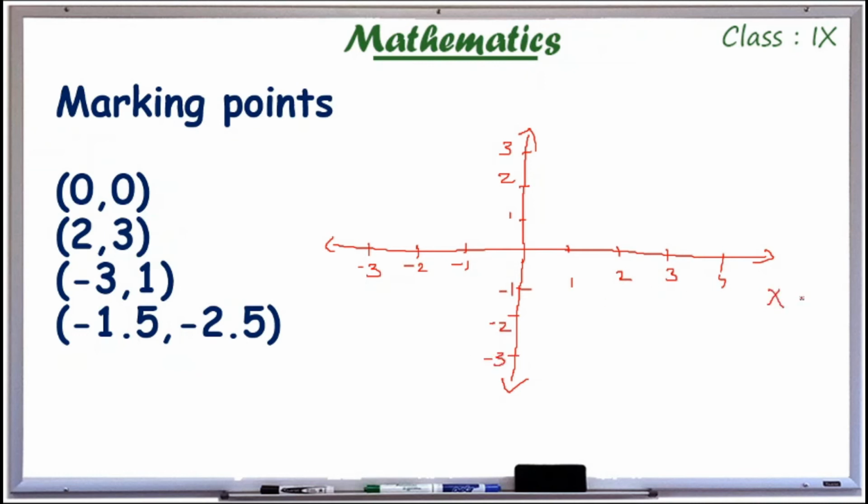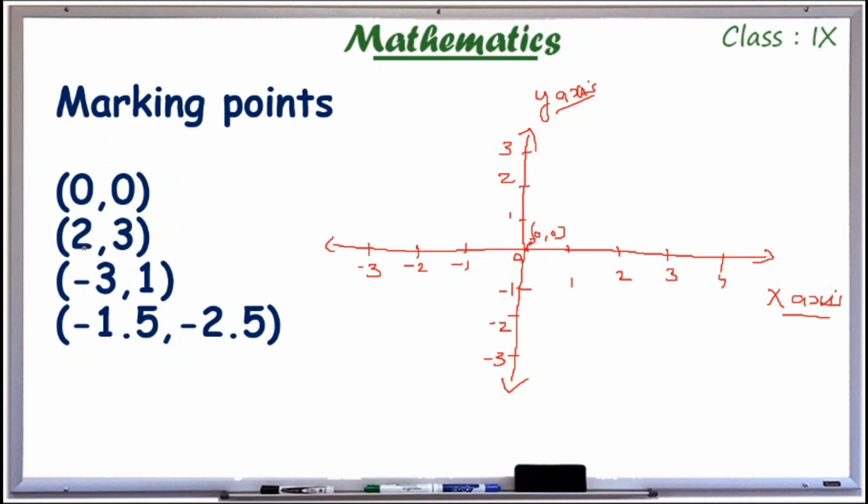So this is x-axis, this is y-axis. So the markings are over. Now we have to plot that point 0, 0, which means the origin. For the x value it is 0 and for the y value it is 0. 0, 0 is the origin.